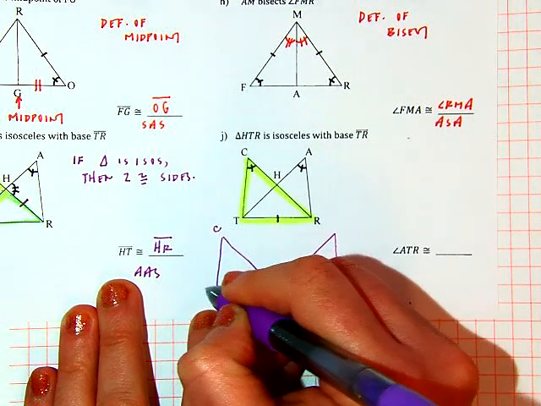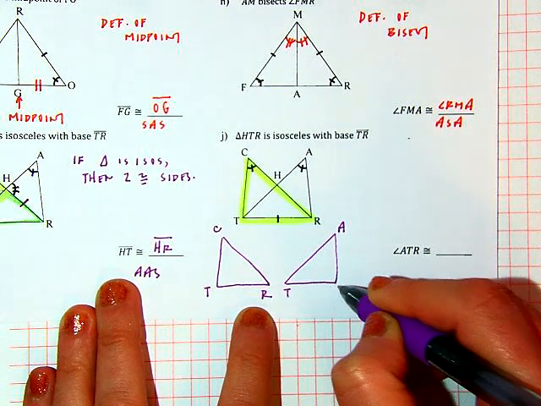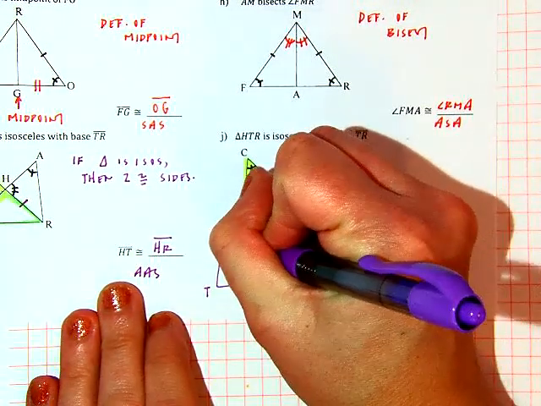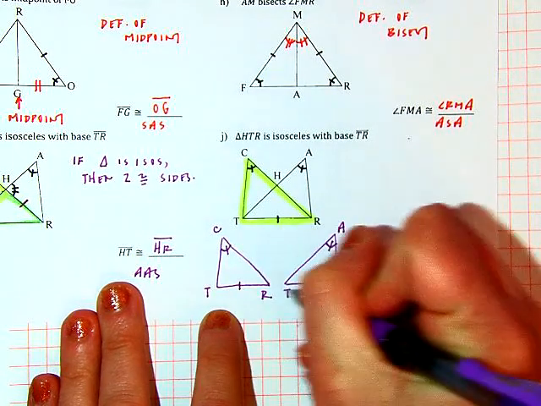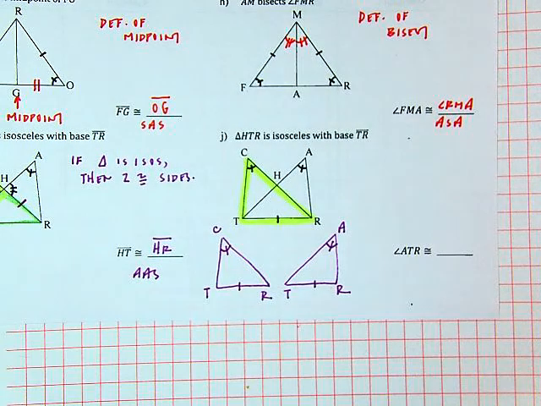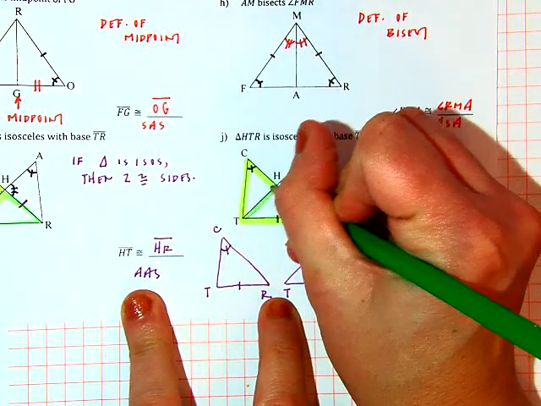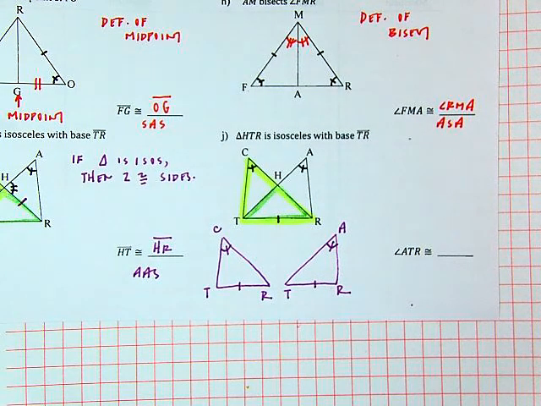So here is CTR, and here is ATR. What I already know is that this angle is congruent to this angle, and that this side is congruent to this side. And then I'm told that this triangle here, again, is isosceles. So what is it I want to pull from that triangle?